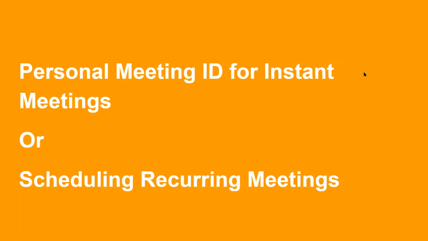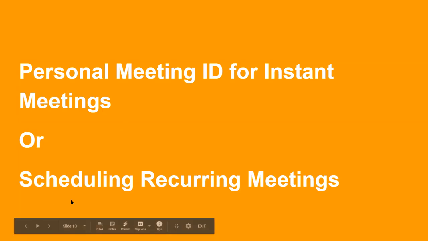Now we'll look at two ways to send Zoom meeting links. The first way is to use a personal meeting ID for instant meetings. The second way is to schedule recurring meetings that happen again and again. This is the easiest way to schedule meetings with your learners because you won't have to do it multiple times.